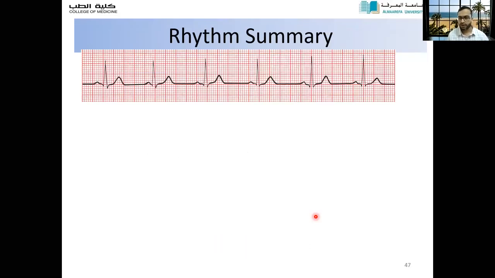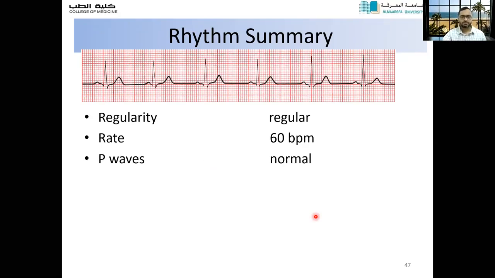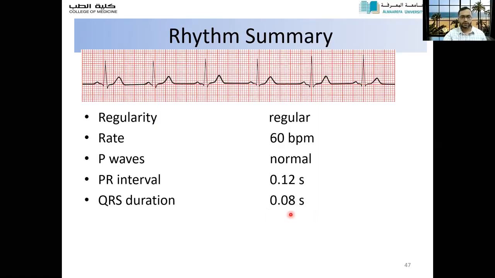Now we have completed all 5 steps. Let's summarize it together and make a checklist. What was the first one? Regularity. It was regular for us. Rate, 60 beats per minute, because we have 5 big squares. P waves were normal with 1 P wave before each QRS complex. PR interval is 0.12 seconds. QRS duration is 0.08 seconds. So all these values are within the normal range.